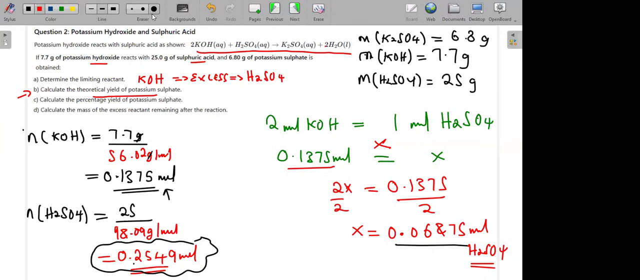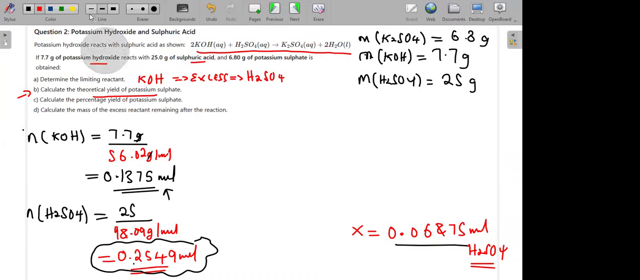So let me erase this guy here. Okay, so from the balanced chemical equation, it is 2 moles of potassium hydroxide going to 1 mole of the potassium sulfate. So 1 mole of potassium sulfate.